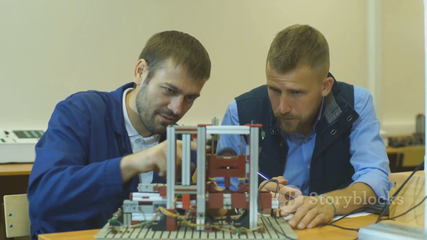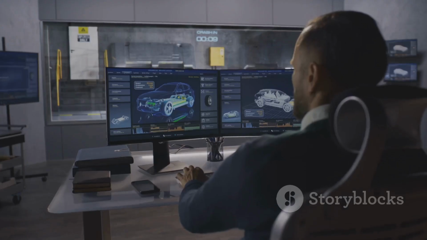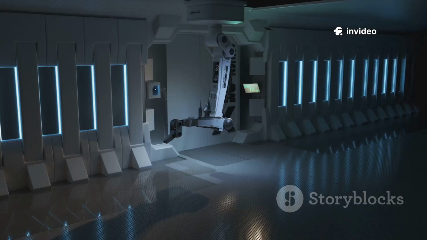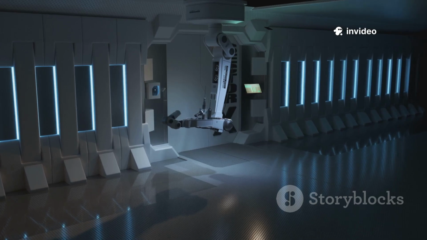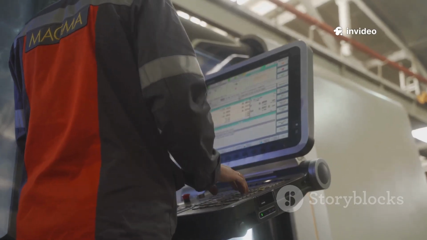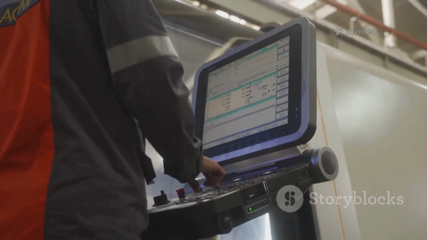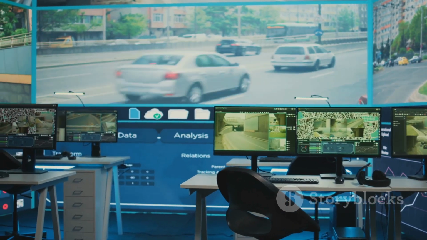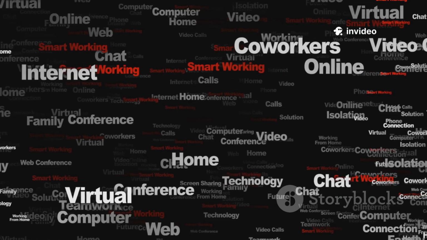Testing new designs is another major advantage. You can try out different ideas in the digital world without risking damage to the real thing. This makes innovation faster and safer. Finally, digital twins make remote work possible. Experts can check on machines, patients, or entire cities from anywhere in the world. This is especially helpful in emergencies or when travel is difficult.